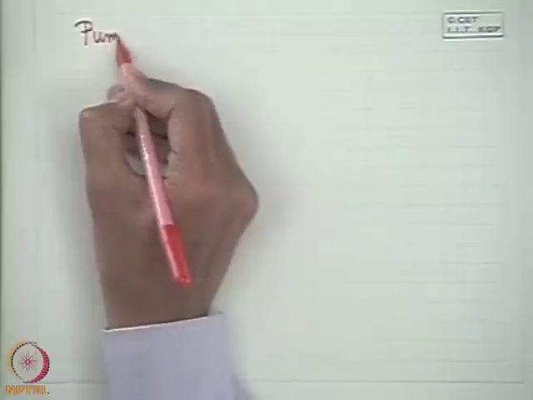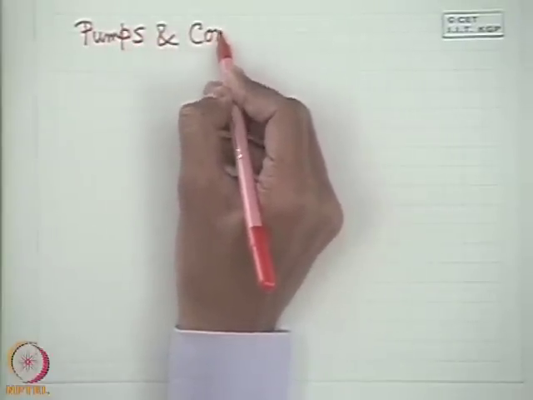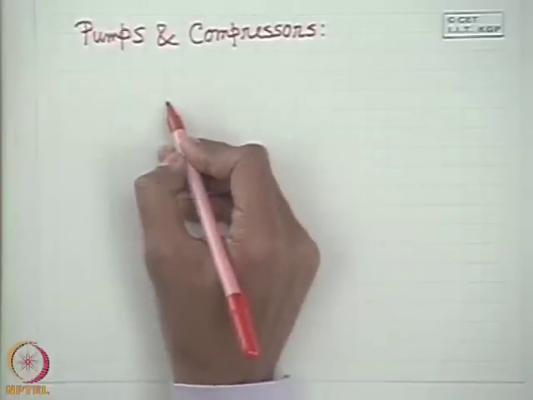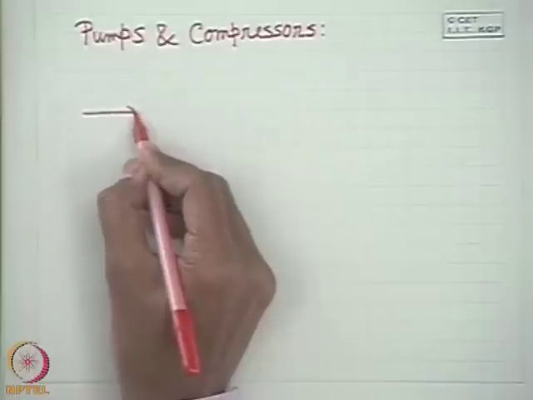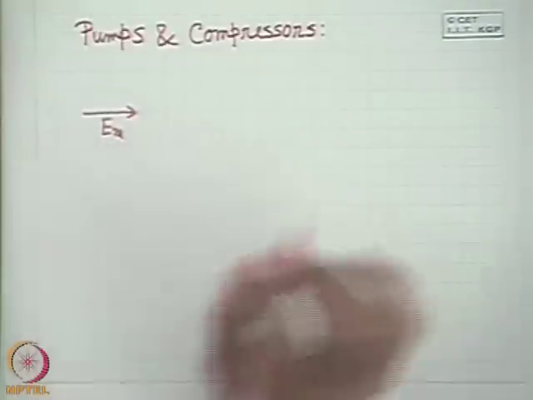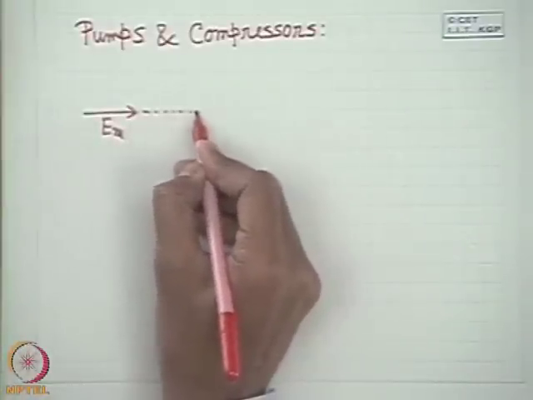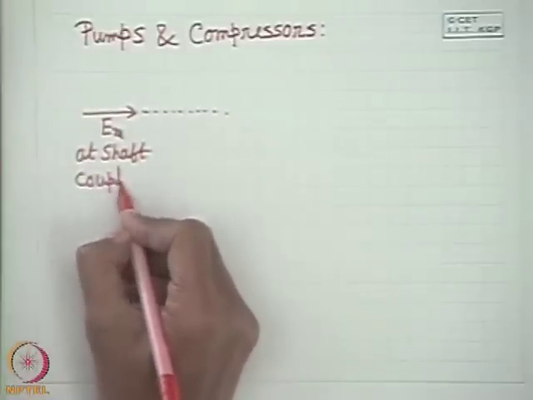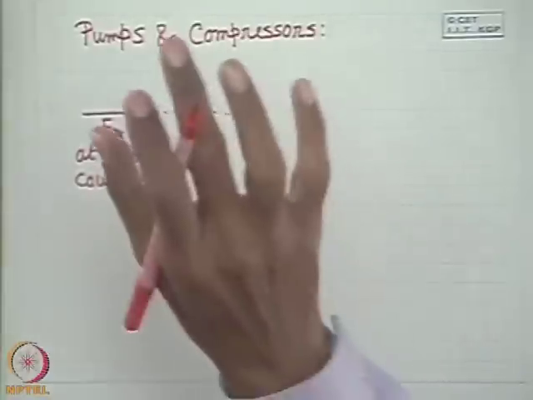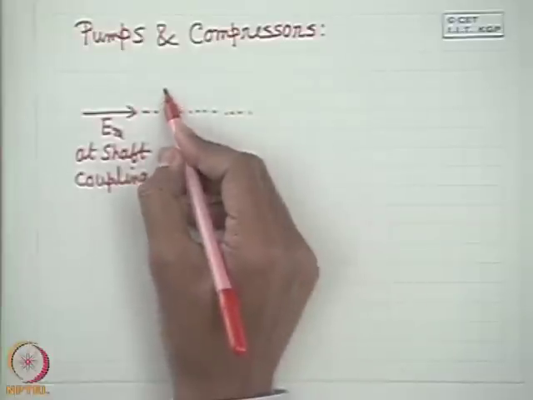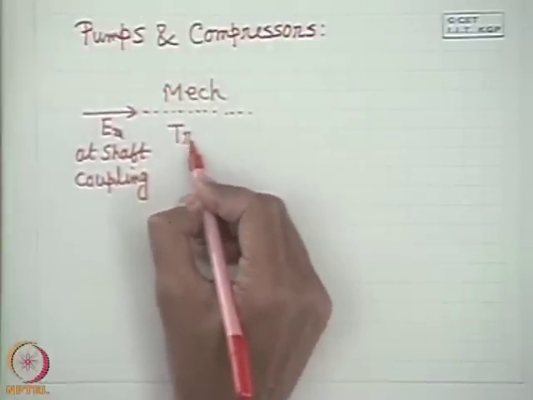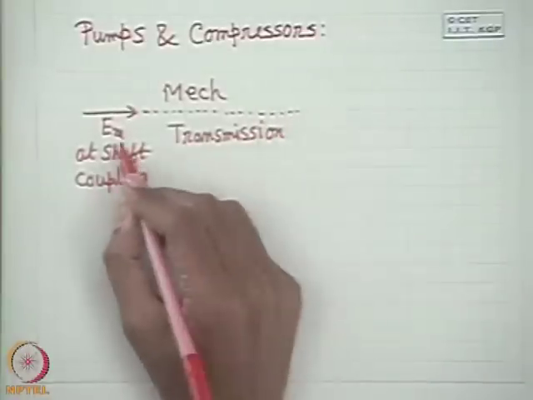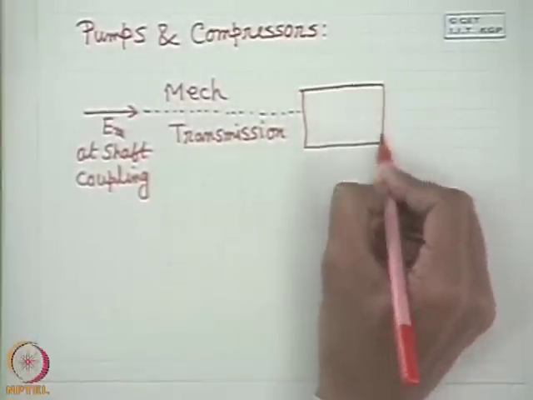If you see pumps and compressors, the concept is the same. Here what happens, the mechanical energy EM is first put as the input energy at the shaft coupling. That means the extreme output terminal for the turbines is the extreme input terminal for the pumps and compressors. That means here also we can consider the mechanical transmission. After which this mechanical energy goes to the stator plus rotor of the compressor.